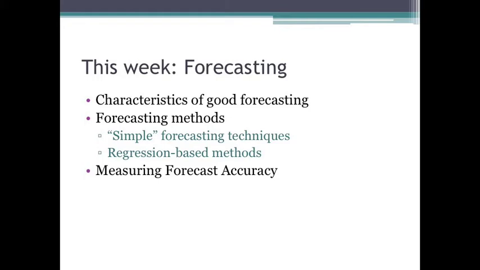So, what we're going to look at is several things. We're going to look at what makes a good forecast. What are the characteristics of a good forecast? We're going to look at various forecasting methods, several types of what we call simple forecasting techniques, and we'll talk about why these are considered simple. And now we're going to talk about more complex forecasting methods such as regression-based techniques. And then we're going to finish the chapter off by talking about forecast accuracy. How do we measure forecast accuracy? And what tools do we use for a given situation when it comes to measuring forecast accuracy?